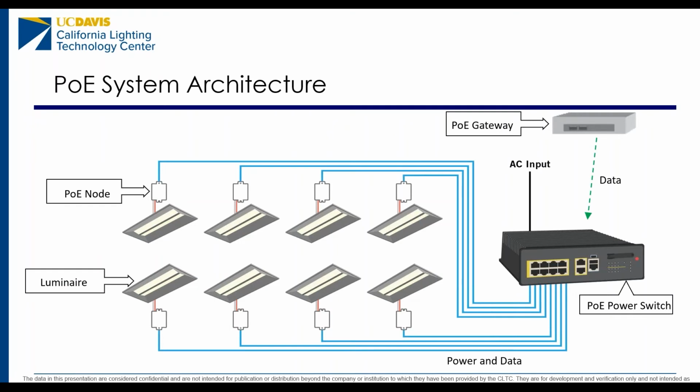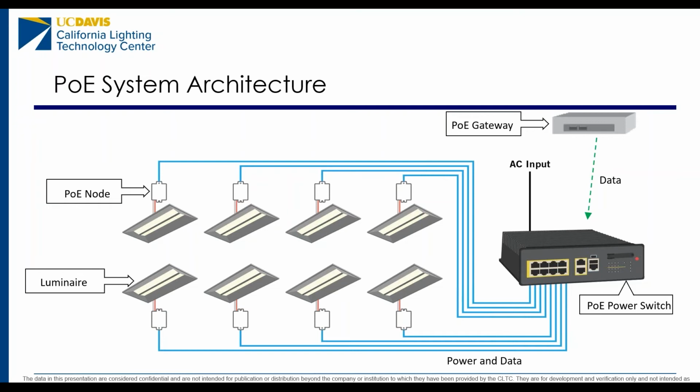Speaking of system architecture, before we get into the specifics of the PoE systems that we evaluated, it'd be good to talk about what a PoE system architecture looks like. So basically, a PoE architecture consists of 4 main components. First, you have a gateway computer that hosts the control software. It allows for programming and commissioning of the system, as well as providing a user interface for the system.